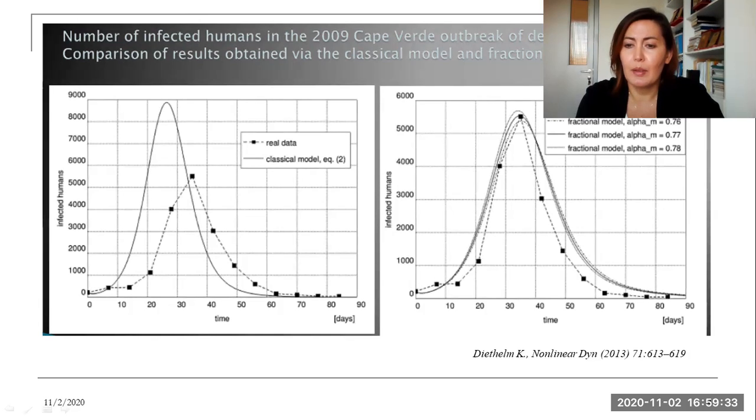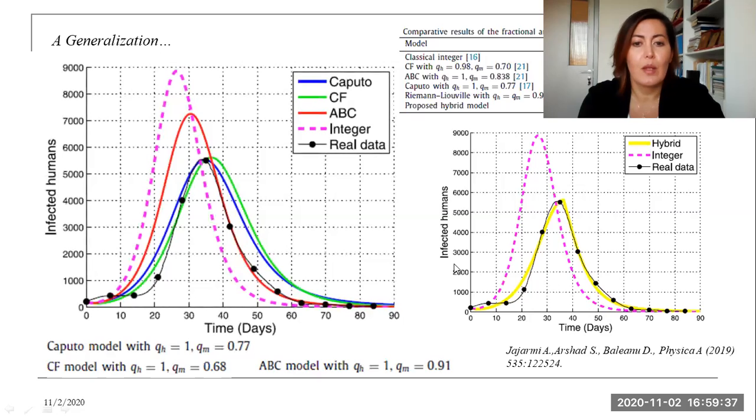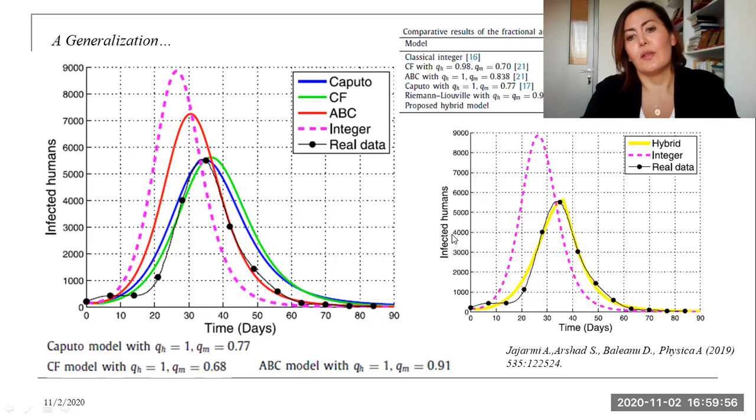In a later paper published in 2019, here are the authors. These are from our research group. The authors analyze an extension, a generalization of the results done by Dietrich, and they analyze what will happen if we use different fractional operators within the same model, and also, like Dietrich proposed, what if we use different fractional orders for the vector population and host population for the same infectious disease model?